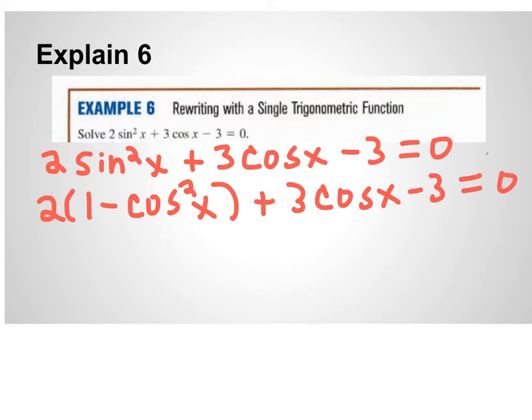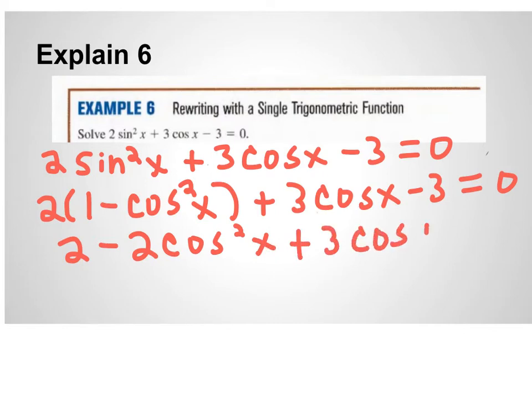So, after replacing sine squared x with 1 minus cosine squared x because it's equivalent, I also have to remember that I have to multiply through by the 2, so this becomes 2 minus 2 times cosine squared x plus 3 cosine of x minus 3 is equal to 0. So, you have to remember to simplify and have to remember the distributive property.